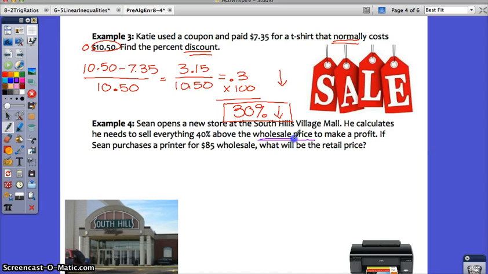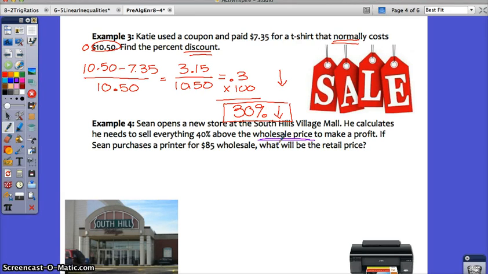And you may be asking, what does wholesale mean? Well, let me explain that to you. So if you own a store, right, you have to buy the items that you're going to sell, and then you're going to sell them for more than it costs you to buy them. If you bought an item for $10 and sold it for $10, you wouldn't be making a profit. So the wholesale price is what it costs the owner to buy it, okay?